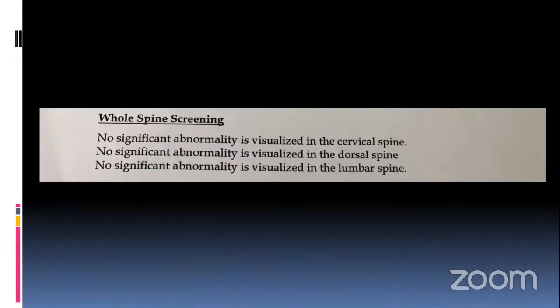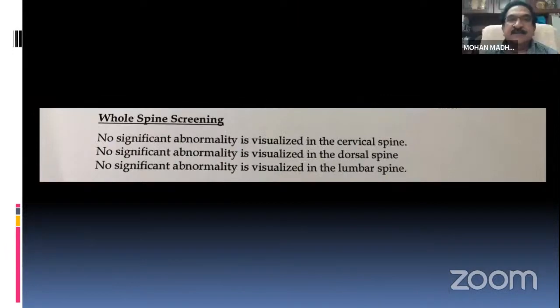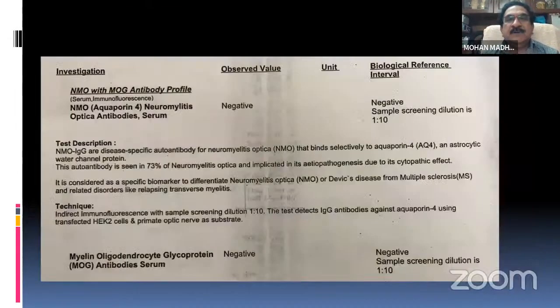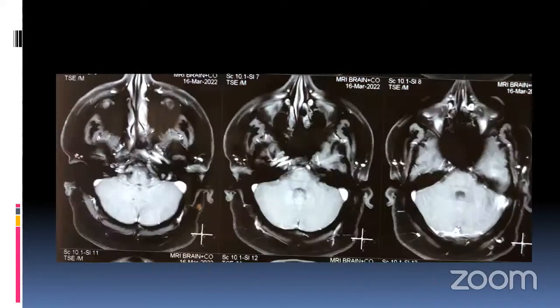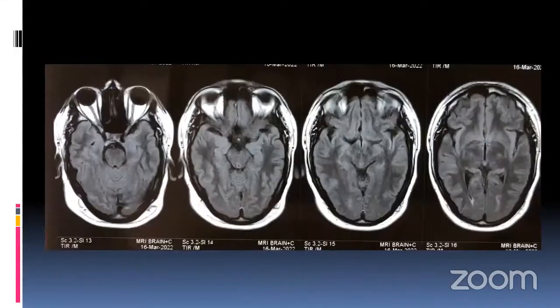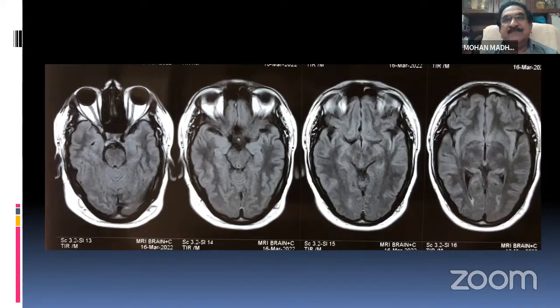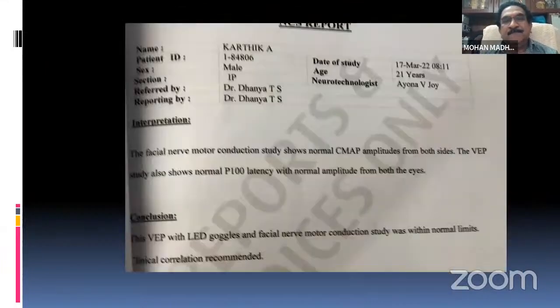Sir, what are the EMG findings? See, this whole spine scanning was done. Cervical, dorsal, lumbar spine normal. EMG was not done. The neostigmine test was done? It was done earlier by the other hospital, but I did not do that. Because the pupil is dilated, there is no question of doing a neostigmine test. Long tract signs are there. Okay.